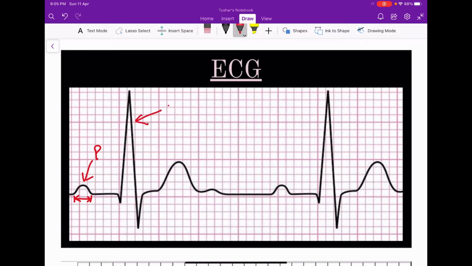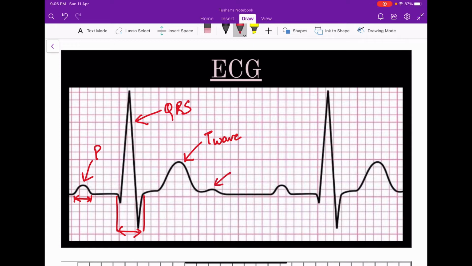This depicts the QRS complex. The QRS complex starts from here to here. The QRS complex depicts the ventricular depolarization, that means the contraction of the ventricles, both the left as well as the right ventricle. This wave here is the T wave. The T wave depicts the ventricular repolarization. Repolarization means the diastole, the relaxation of the ventricles.